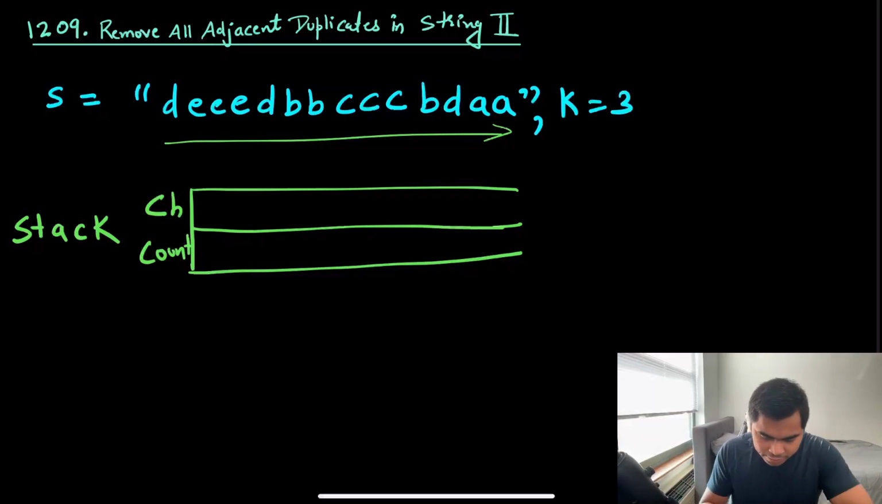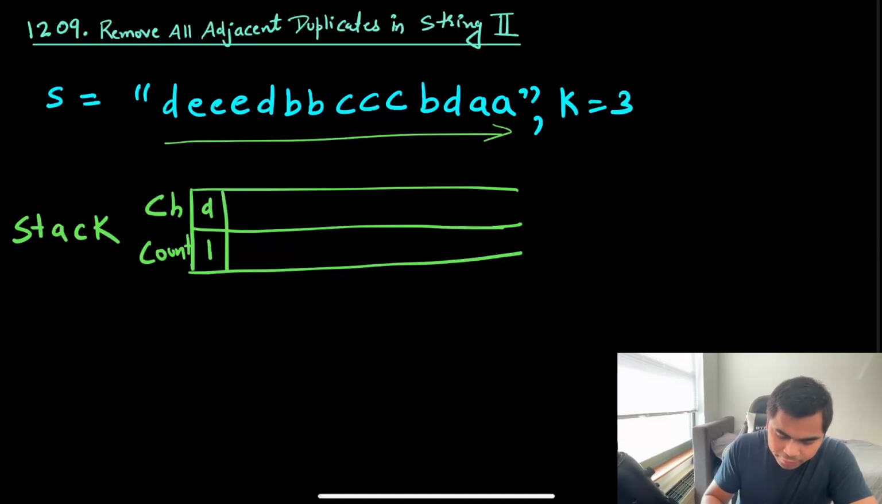If I'm seeing D over here, I'll append D, seen one time. Then I see E right over here, so I'll append E with count 1. Then I see E again, so I'm not going to append E again, but just update the count over here. Then E again, and I'll update the count.